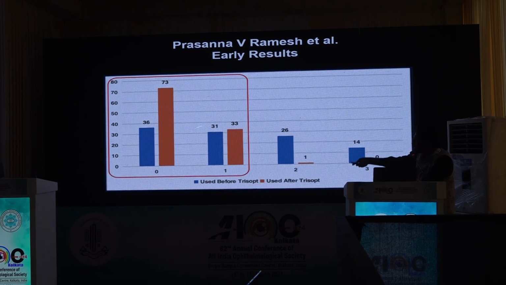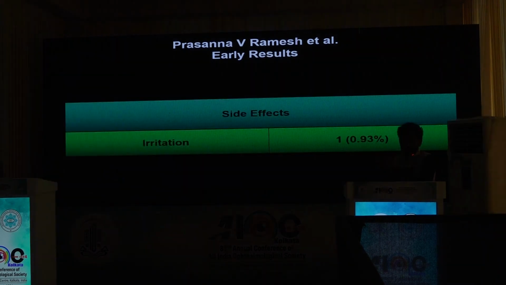I see this number to be a very good number because pre-TRISOP it is 31, and post-TRISOP it is 33, so it is more or less the same. It means that we are able to bring them onto a single drug, and that is really looking like a game changer, at least in the early results.